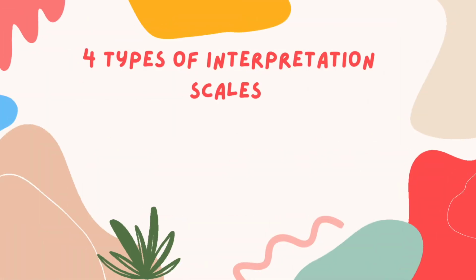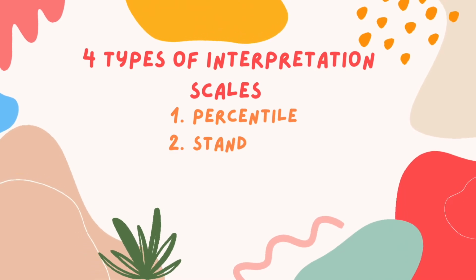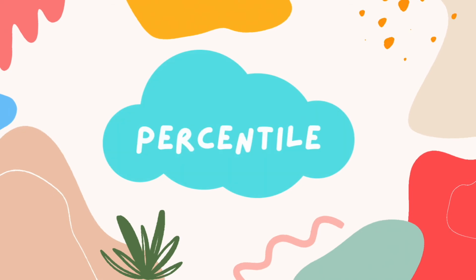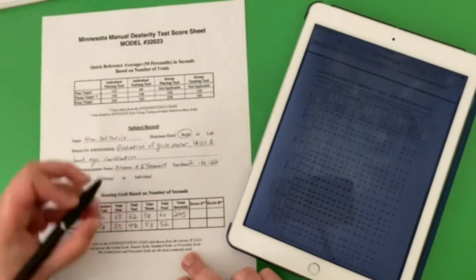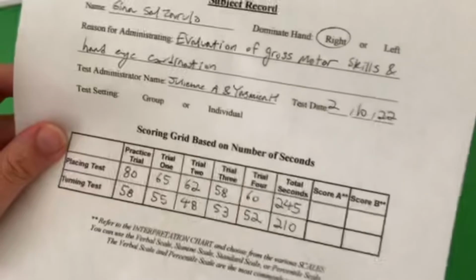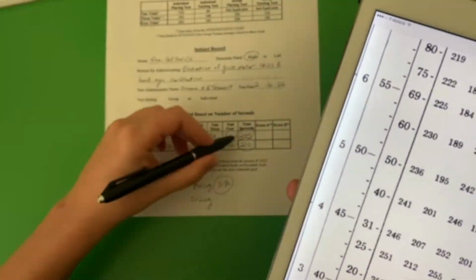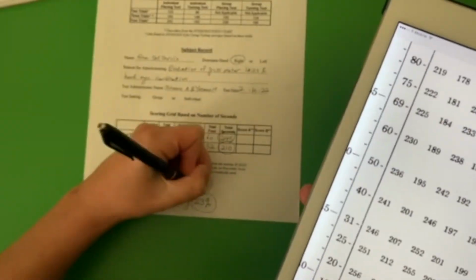There are 4 types of interpretation scales that occupational therapists can use: percentile, standard, stanine, and verbal. For today's test, we chose percentile for the interpretation. Take that sum value of all 4 trials from the test and look for that value on the chart. To the left of it, you will see the percentile the individual scored in for placing. Once you have done that, do the same for the turning test. We can see that the patient scored in the 31st percentile for placing and the 23rd percentile for turning.